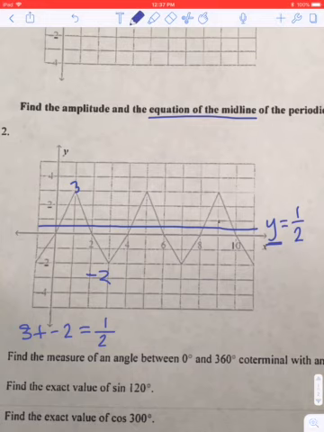To find amplitude, it's basically from that midline how far to the top or how far to the bottom, and they should be exactly the same number. So in this case, if I just count it right there, 1, 2, and a half. So my amplitude is going to be 2.5.